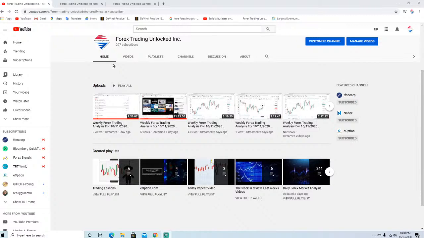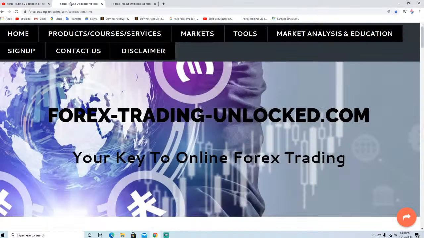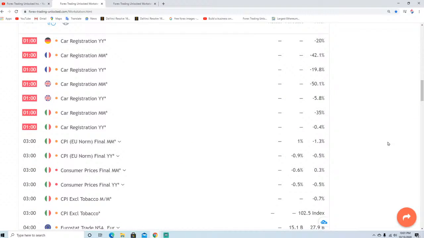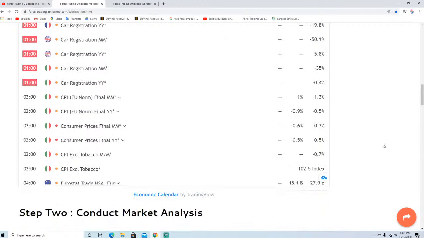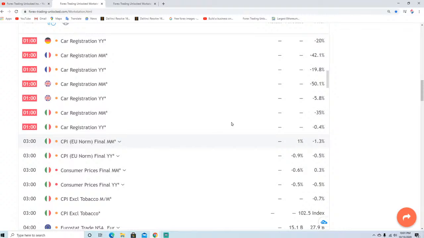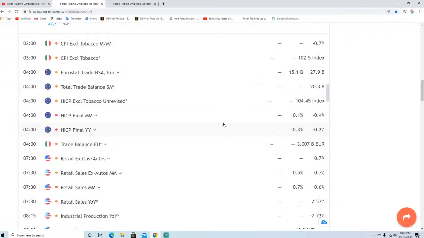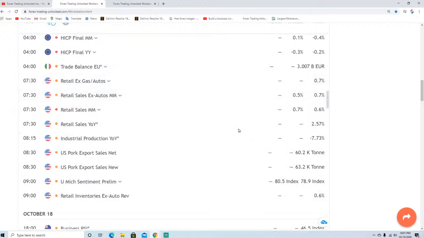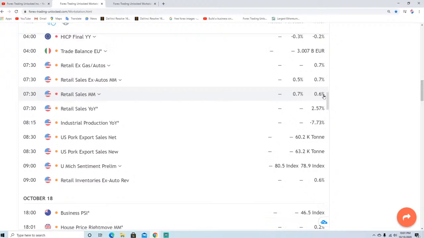So with that being said, let's go to our www.forex-trading-unlocked.com website, and from the market analysis tab at the top, we already have the workstation page pulled up. As far as economic numbers tomorrow, we do have retail sales for the United States, which are big bond numbers, so they'll affect the currencies a little bit, potentially, and we'll see how that shapes up tomorrow morning.